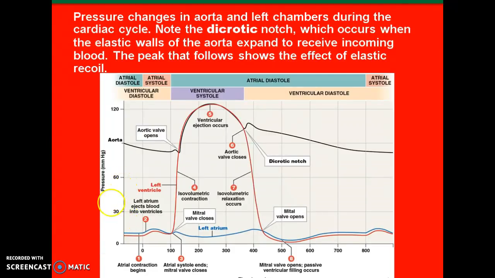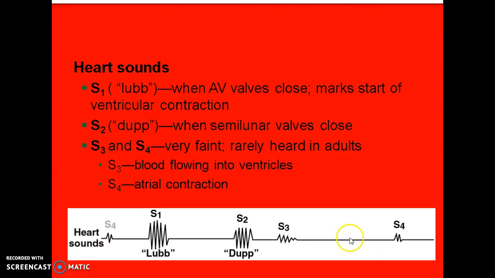And so if you look at the top of this chart, you see atrial diastole, then atrial systole, and then at the same time you've got ventricular diastole, then ventricular systole. And all those different phases of the heart can be followed through this graph here. The heart sounds are officially called lub-dup. Lub is when the AV valves close, and dup is when the semilunar valves close.